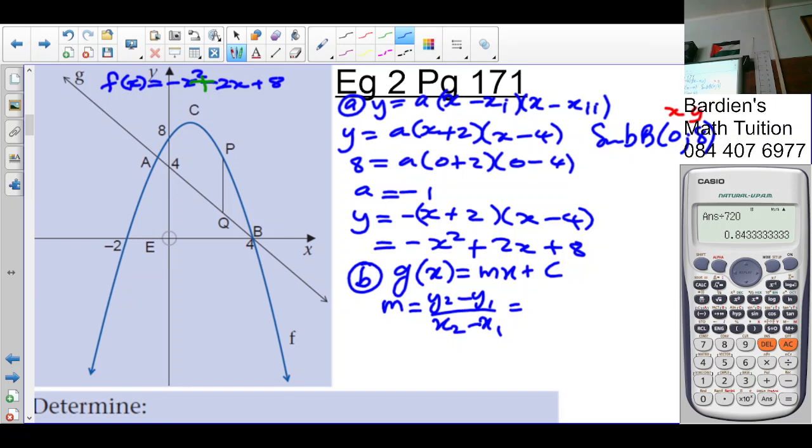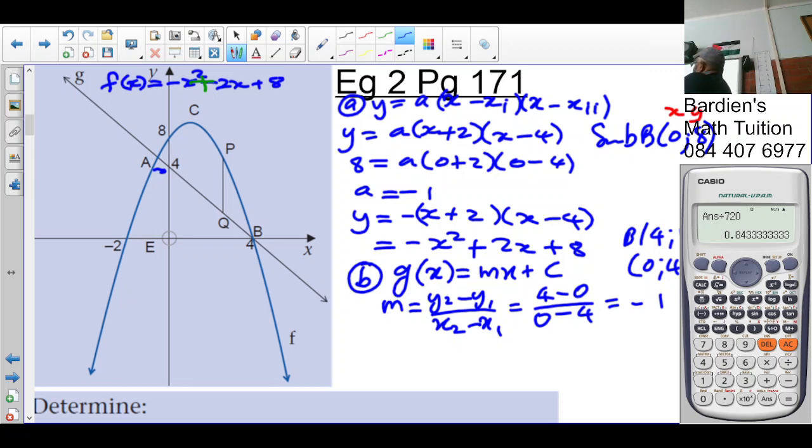Yes. We have B, the coordinates of B, which is (4, 0), and the y-intercept. Can you see that? The y-intercept being the 0 and 4, so you get (4 minus 0) over (0 minus 4), which is negative 1. This is your m value. So your c is equal to 4. So your equation is y is equal to negative x plus 4. This is the equation of g of x.